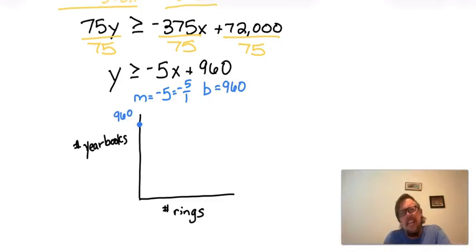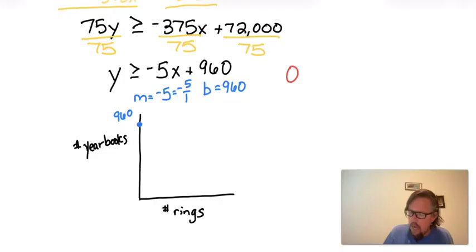And then it's going to go down by 5 for every x. So we could real quick figure out 960 means if I buy nothing but yearbooks, 960 yearbooks will get me where I want to be. That's the y-intercept. The x-intercept is going to tell me if I buy 0 yearbooks, how many rings would it take? And we can figure that out too.